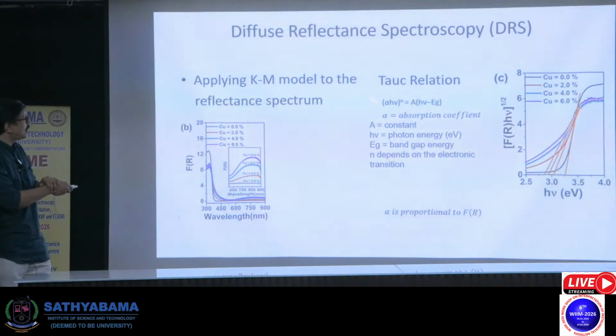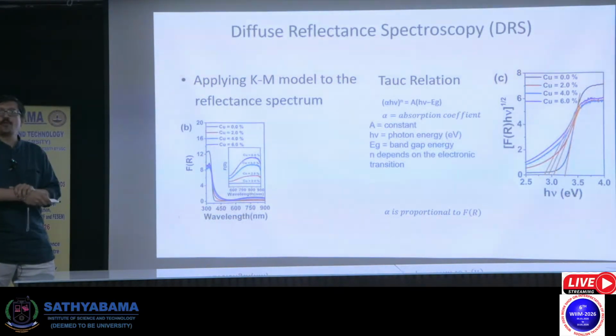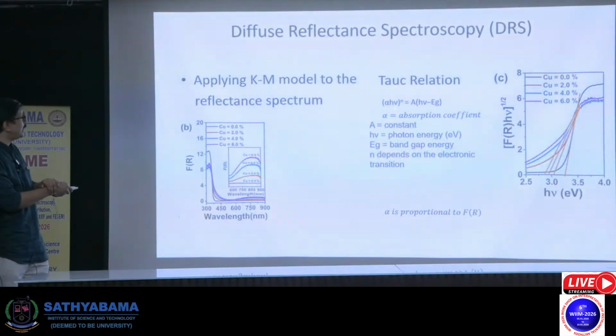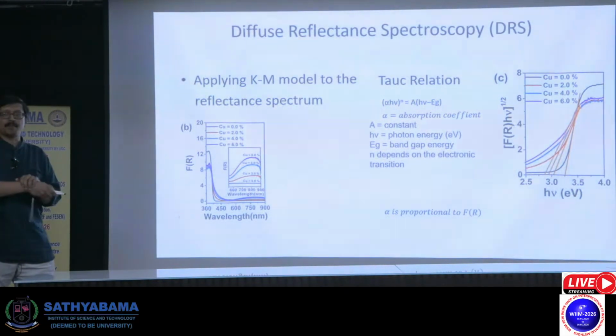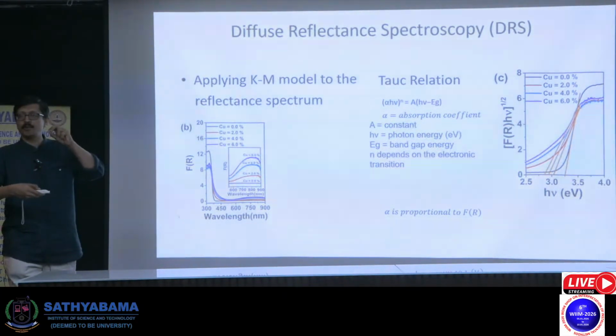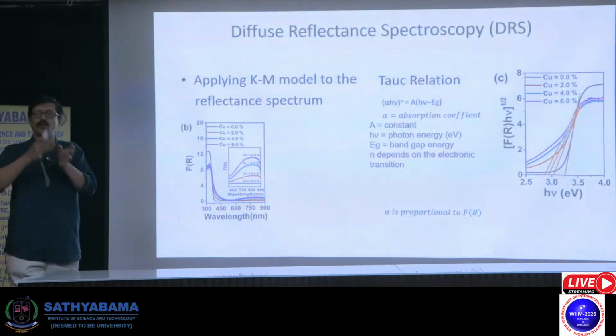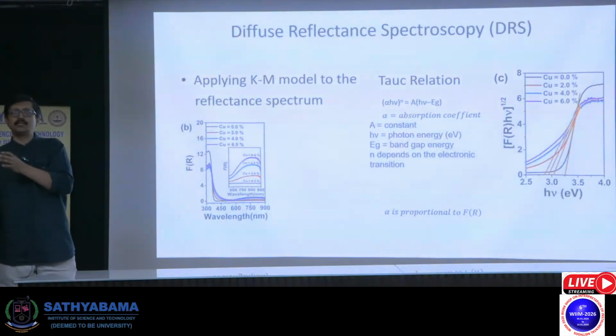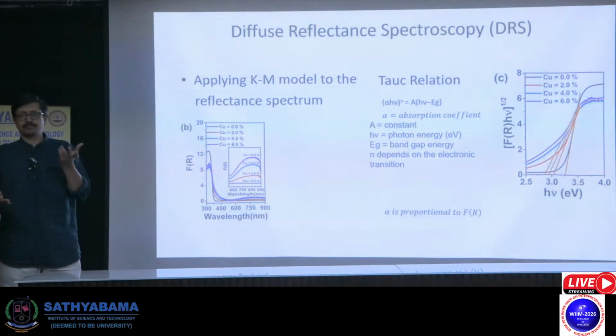There is one more application which is called Tauc plot. Tauc plot is for those who work in semiconductors. So this is the relation between the energy of the light absorbed, (alpha h nu) to the power of n, which is equal to A into (h nu minus Eg). h nu is the light energy, A is a constant, Eg is the band gap. So when you talk about molecules, you talk about HOMO-LUMO, highest occupied molecular orbital, lowest unoccupied molecular orbital. If you talk about solid samples, semiconductors, you talk about band gap, conduction band, valence band, same concept.